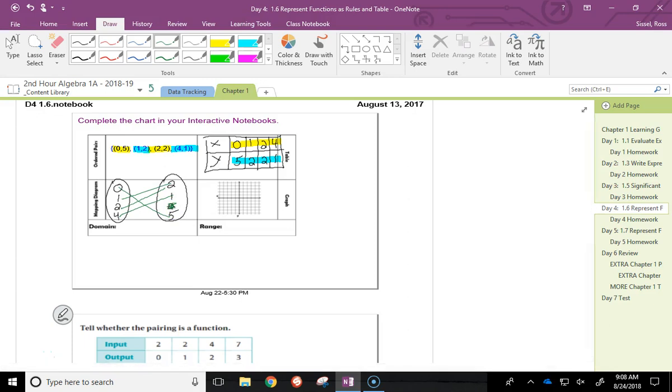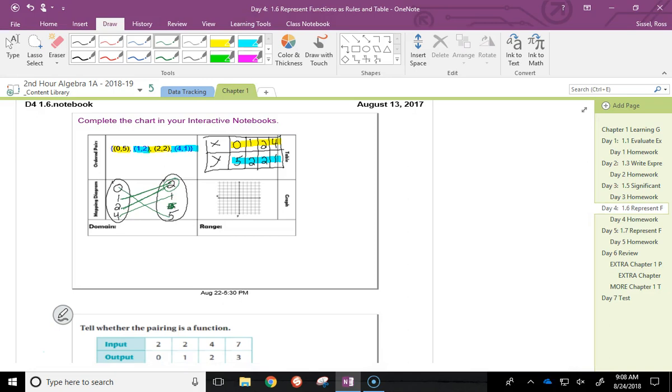Is this a function? You can see that right away. Because what happened? Right here, 2 numbers came to it. So what we've just done, is this going to be a function? No. We can map it. It's coordinates, yeah. But it's not a function.